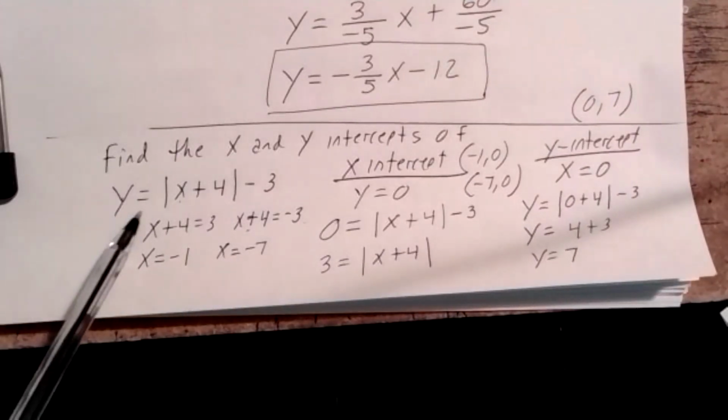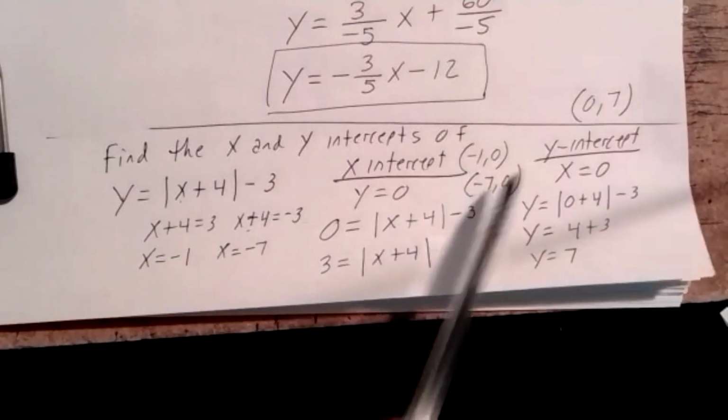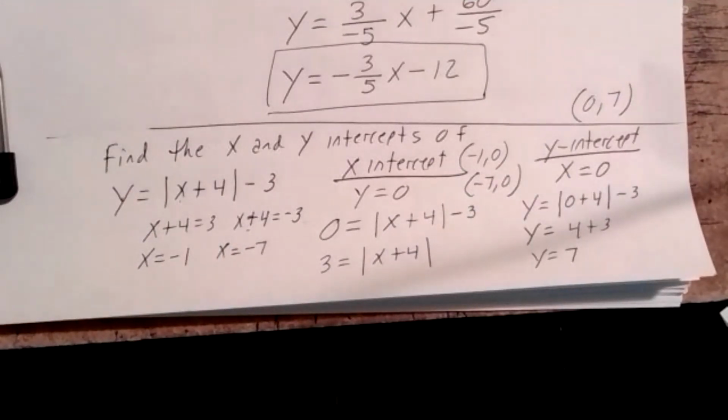Hence, the graph of this absolute value equation has 2 x-intercepts and it has 1 y-intercept. Let's see if we can graph this equation in our calculator, ladies and gentlemen, and convince ourselves that these are the intercepts. So let's throw this equation into our graphing calculator now. Let's go to our graphing calculator.